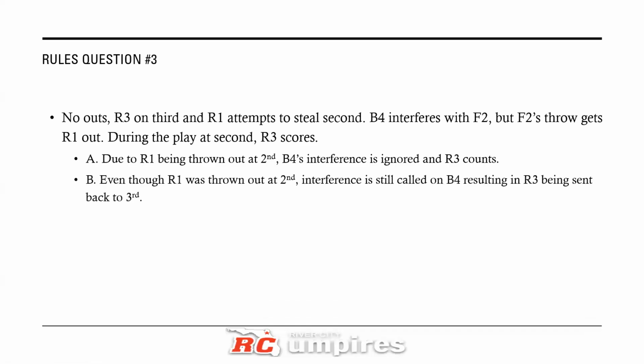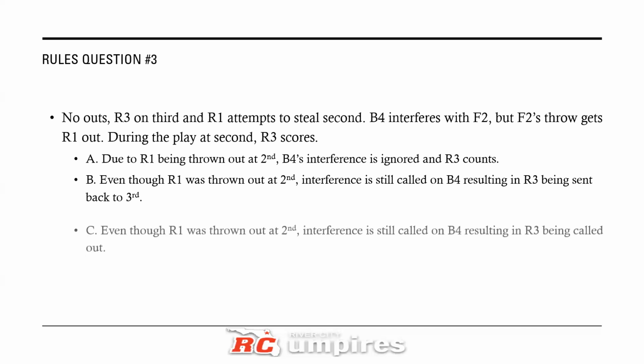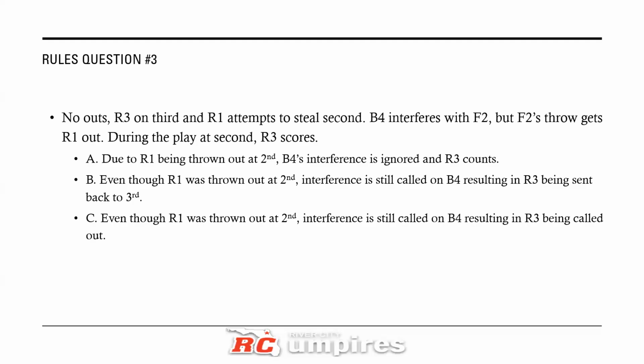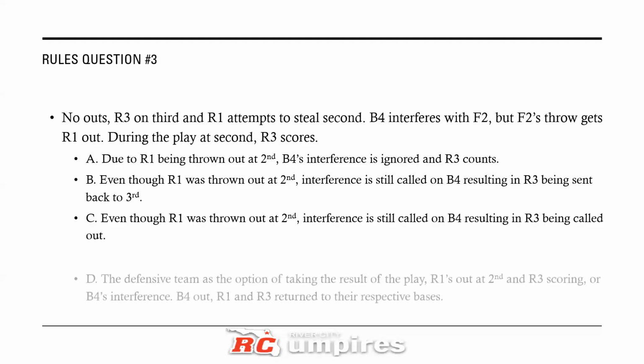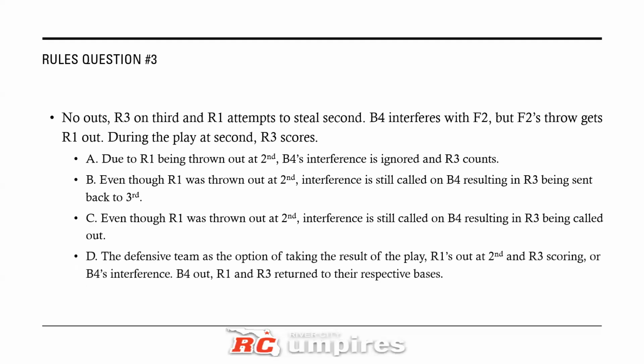B: Even though R1 was thrown out at second, interference is still called on B4, resulting in R3 being sent back to third. C: R1 was thrown out at second, interference is still called on B4, resulting in R3 being called out. D: The defensive team has the option of taking the result of the play, R1 out at second and R3 scoring, or B4's interference, B4 out, and R1 and R3 return to their respective bases. Okay, what do you got? The guy going to second is out. The runner goes back to third base. Why? Interference. He could have made that play. Could have made a double play.